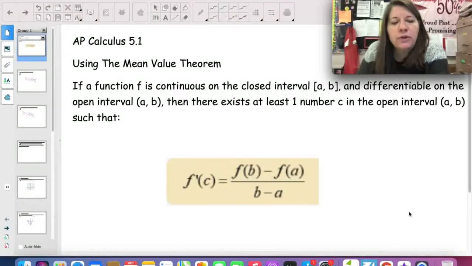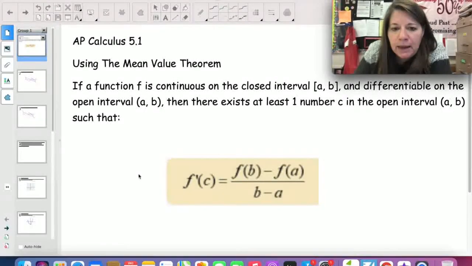And the mean value theorem states the following. If a function f is continuous on a closed interval [a, b] and differentiable on an open interval (a, b), then there exists at least one number c in the open interval (a, b) such that f prime of c equals f of b minus f of a, all over b minus a.